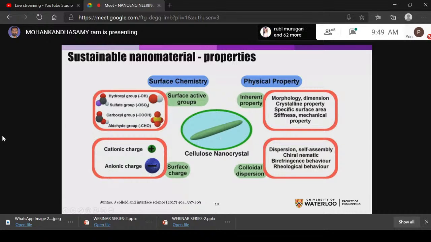In terms of physical properties, it has a longitudinal structure as shown here in the middle of this image, and it is stiffer than steel. That's one important good characteristic of cellulose nanocrystals. That's why it's used in different applications. And in the case of colloidal dispersion, it has a unique characteristic called birefringence. When the concentration changes, it reflects the light to produce different colors. So these are the unique properties of cellulose nanocrystals.